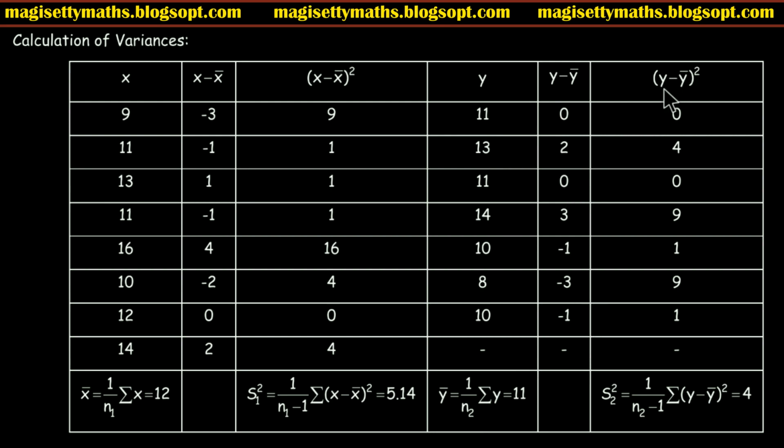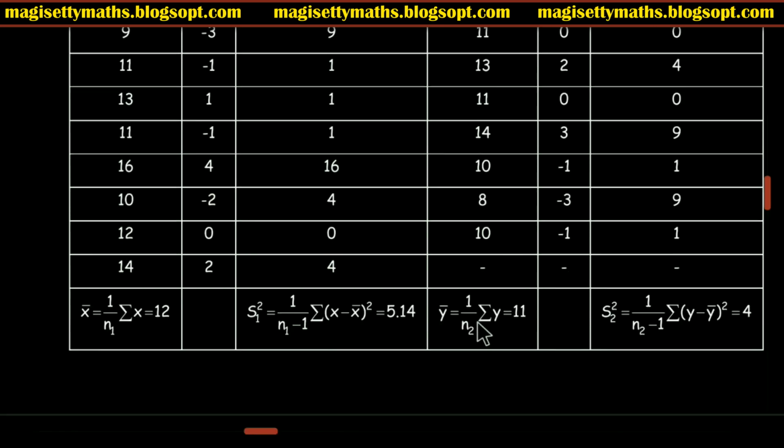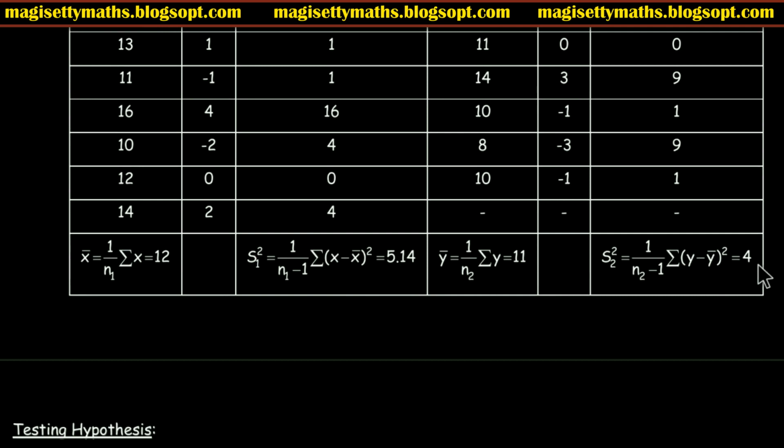And then evaluating the squares of the differences, that gives 0, 4, 0, 9, 1, 9, 1, and the sum of all these values, summation (y minus y bar) whole square divided by n2 minus 1, that gives 4, that is the variance of the second population. So by using the formula s1 square equals 1 by n1 minus 1 into summation (x minus x bar) whole square, s2 square equals 1 by n2 minus 1 into summation (y minus y bar) whole square, we get the values 5.14 and 4.